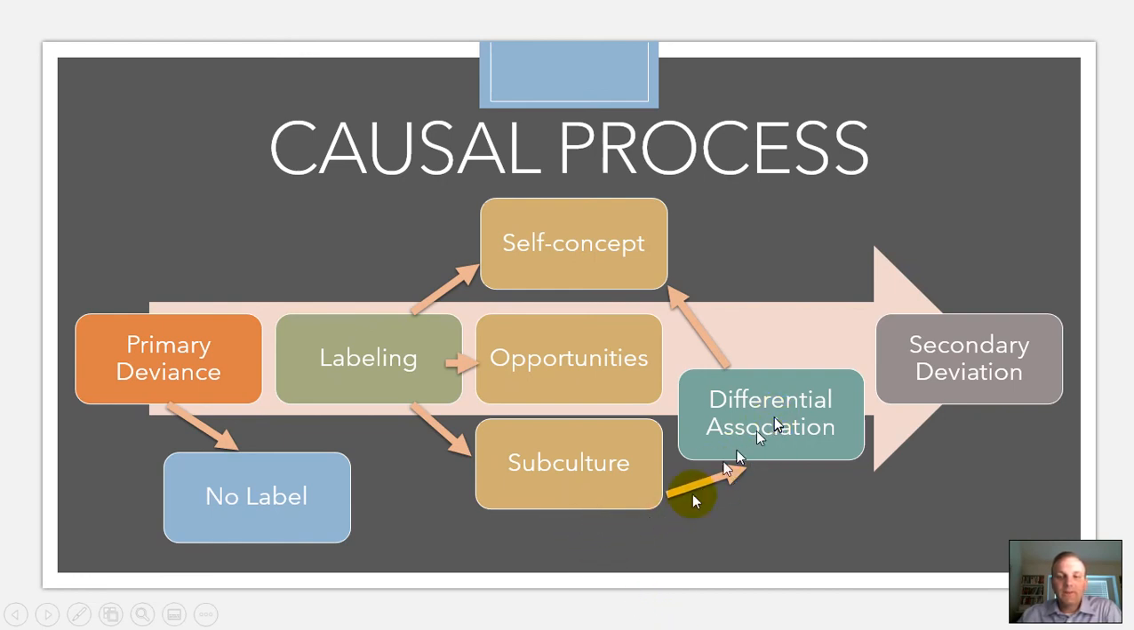And what that does is it interacts with differential association, hanging out in a deviant subculture. So differential association is a social learning theory. Go back to one of the previous videos and look at social learning theory. It talks about the process of learning. We learn from definitions favorable to crime and all these different processes associated with it.